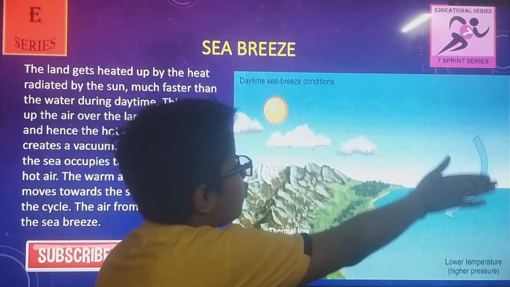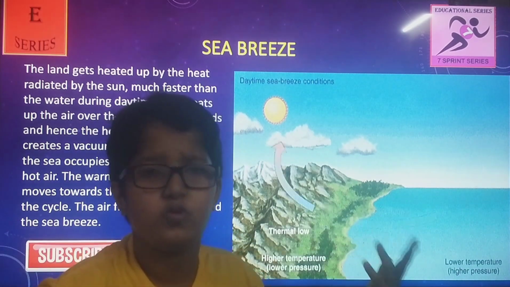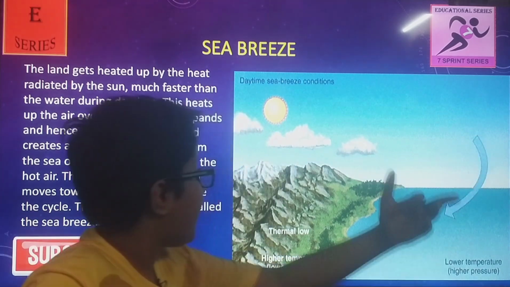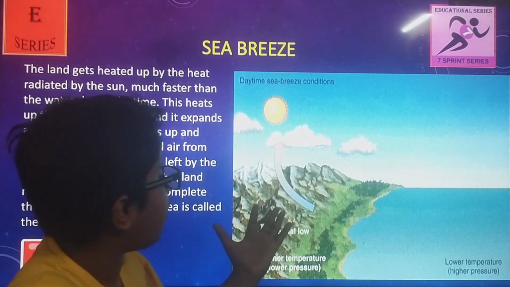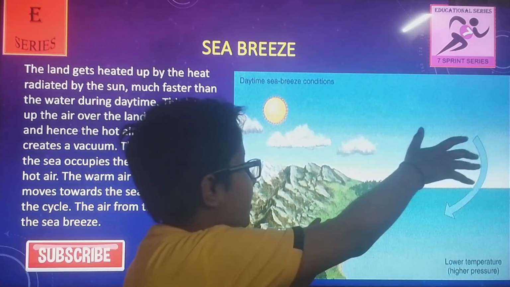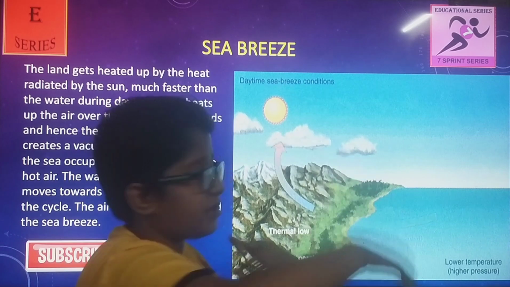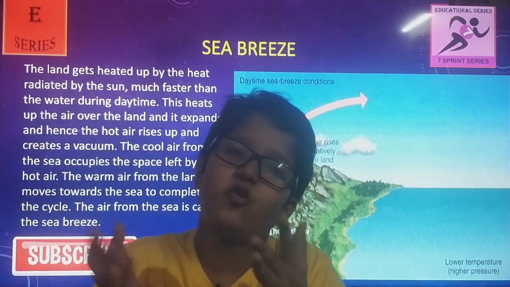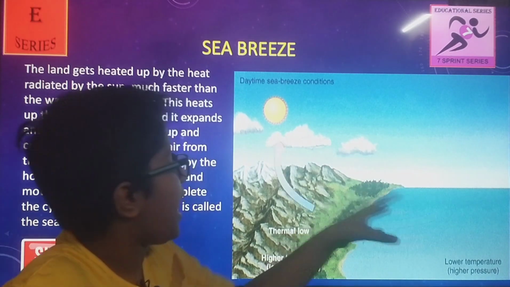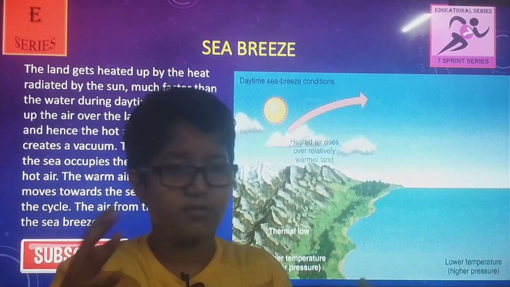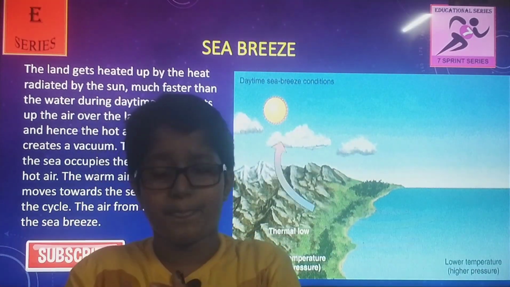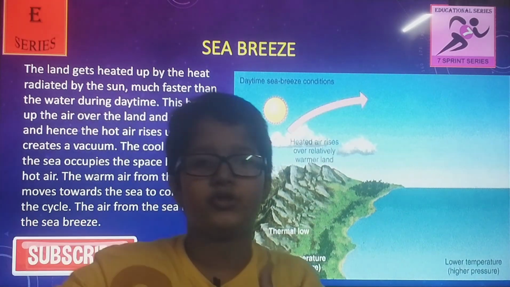And this warm air goes over the sea, where it gets cooled when it touches the sea. Then it moves back, and the cold air which came to the land becomes hot and rises, and then again cools, and this process continues to make the sea breeze. Sea breeze happens in the day, the first thing to remember. The hot air rises from the land to the ocean, and the cold air moves from ocean to land.